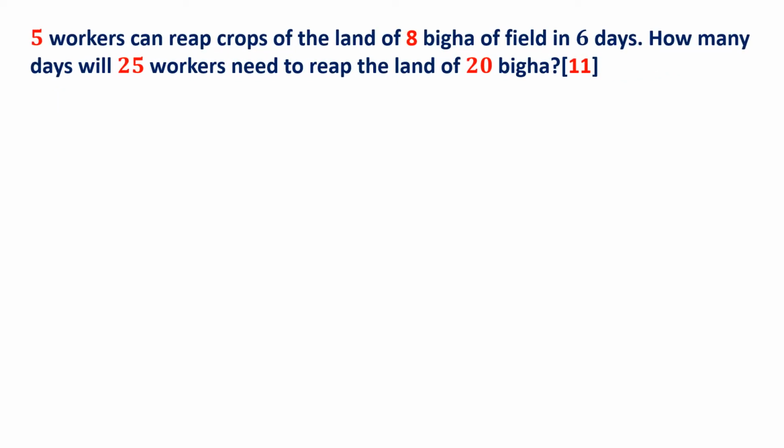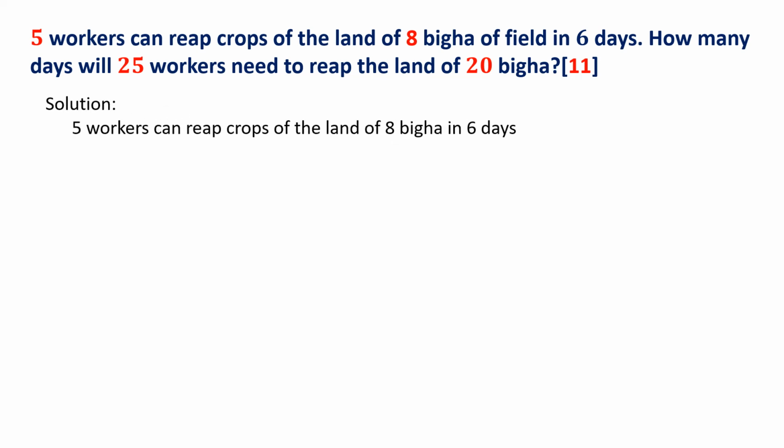Okay, students, see another interesting problem, and this is also a chain rule problem, and this is problem number 11 of your book. 5 workers can reap crops of land of 8 biga of fields in 6 days. How many days will 25 workers need to reap the land of 20 biga? Biga is the unit of land, I think. So 5 workers can reap crops of land of 8 bigas in 6 days, and the question is how many days. That is why I placed that 6 days on my right.